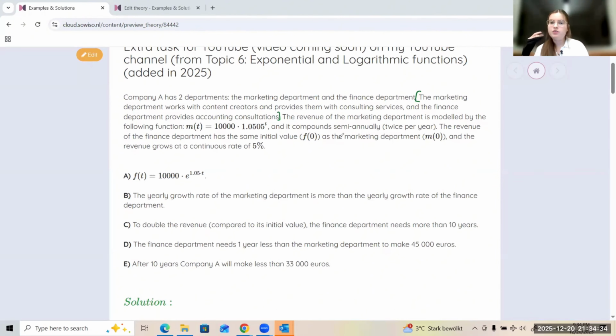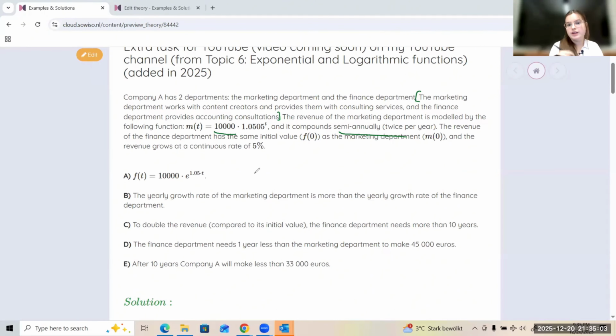So you would say the revenue of the marketing department has the following function, with 10,000 as the initial value when t is 0. Because when t is 0, it just becomes 1 and you have 10,000. And it compounds semi-annually, so twice per year. And this matters, please pay attention to this, because there is annual compounding, semi-annual compounding, quarterly compounding, and monthly compounding, and also sometimes daily compounding. And they are slightly different from each other. And we will get to that a bit later.